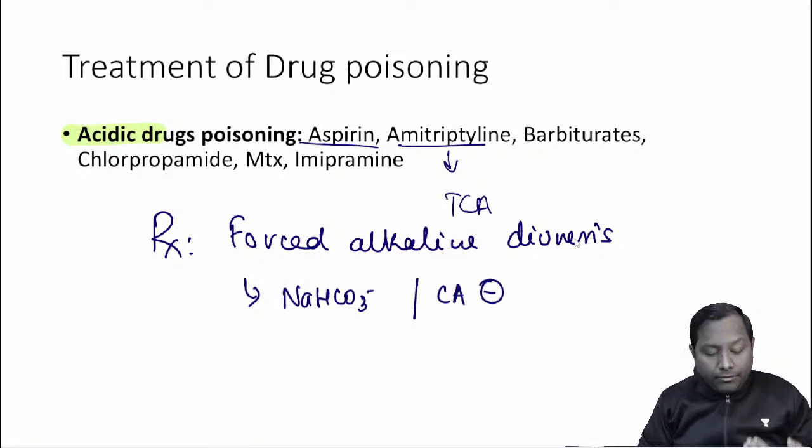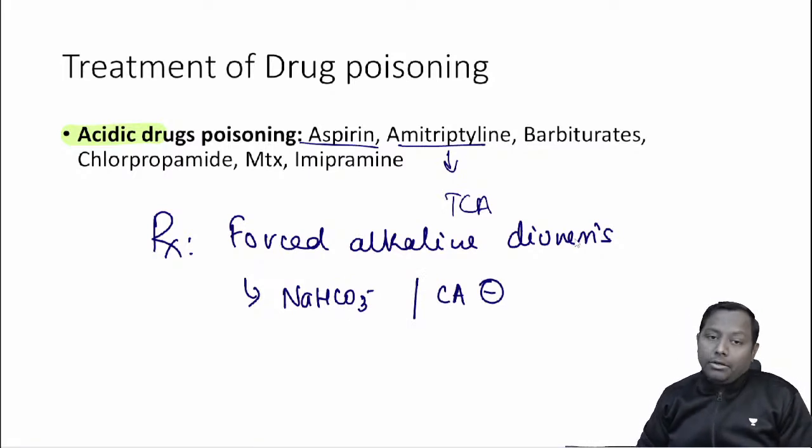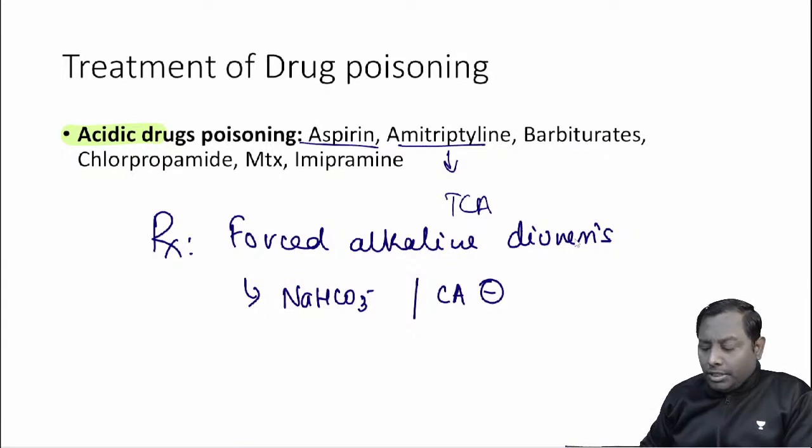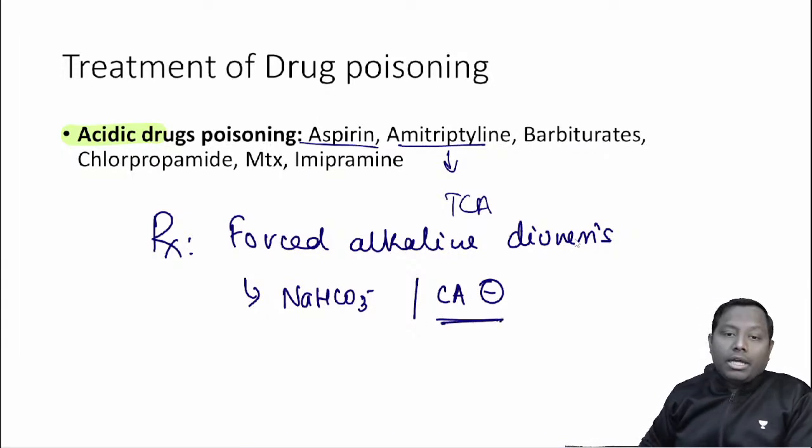So in the options, they can give you drugs like acetazolamide, dorzolamide, methazolamide, dichlorphenamide. These are all carbonic anhydrase inhibitors. Sometimes they can simply ask you to identify which of the following is a carbonic anhydrase inhibitor.